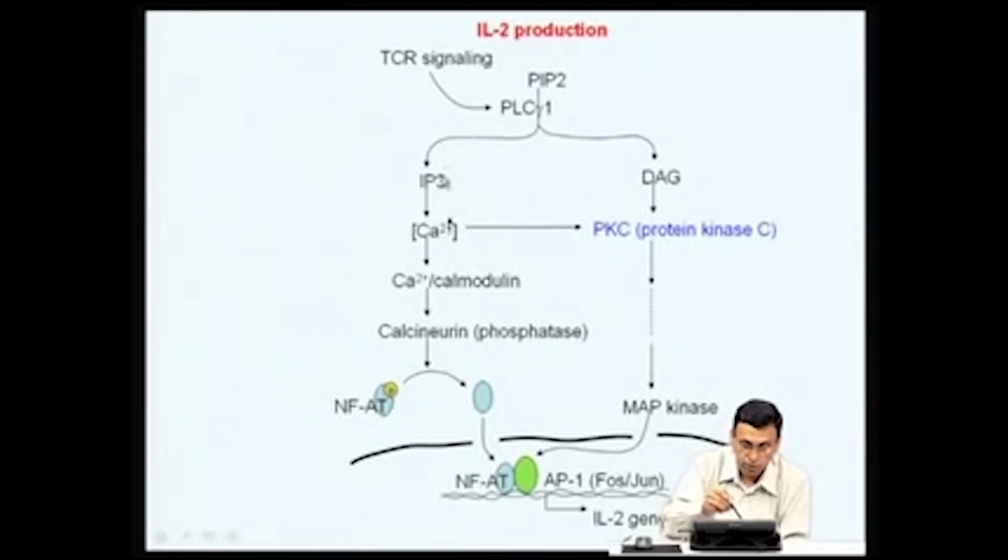Now, the inositol triphosphate, which is also produced by the phospholipase C cleavage of phosphatidylinositol bisphosphate, releases intracellular calcium. This calcium now binds to calmodulin, and the calcium calmodulin activates calcineurin, which is a phosphatase. Calcineurin now dephosphorylates NF-AT, and the dephosphorylated NF-AT goes into the nucleus, binds to the response element together with AP1 as well as NF kappa B, and induces IL-2 gene expression.